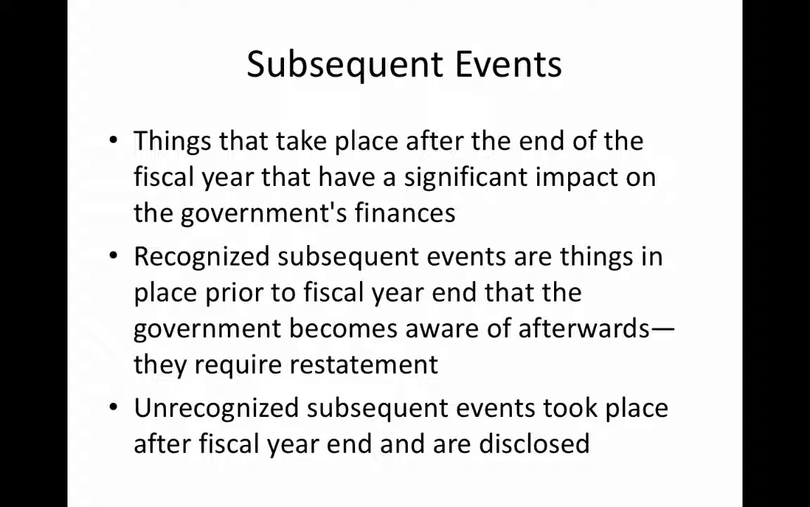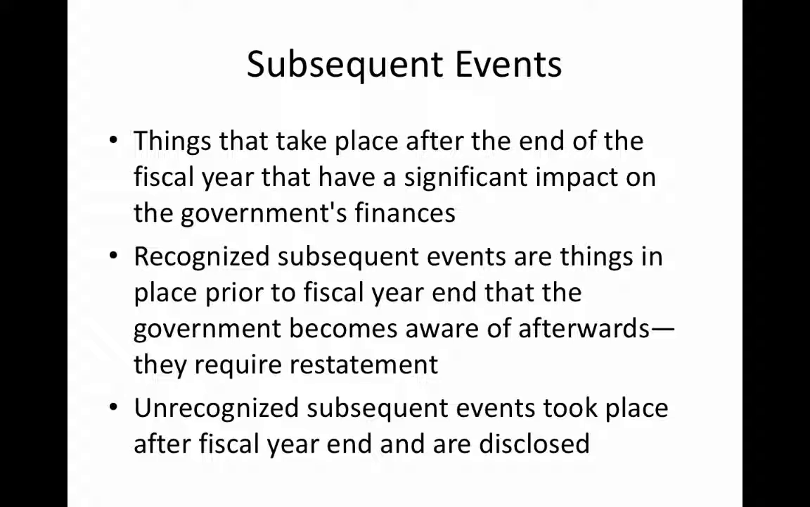Subsequent events are things that happen after the end of the fiscal year, but that are significant in terms of their impact on the government's finances. And they come in two types, either recognized or unrecognized subsequent events. Recognized subsequent events are things that actually took place prior to the end of the fiscal year that the government didn't become aware of until sometime after the end of the fiscal year. And therefore, they need to actually revise the numbers. And look, if it's something they become aware of before the financial statements go out, you probably don't even know about it, because it's just a part of the same closing and auditing process.